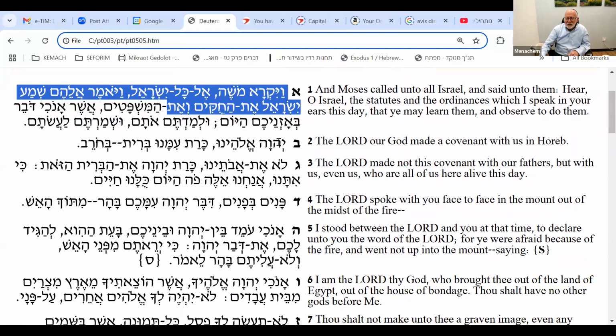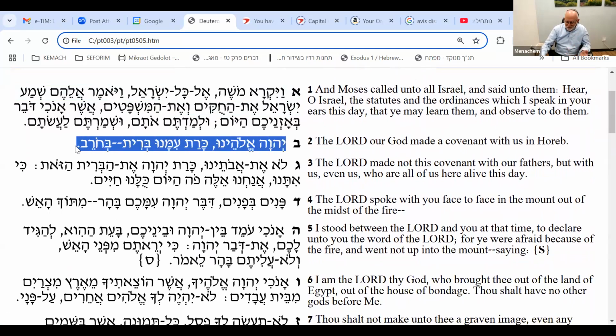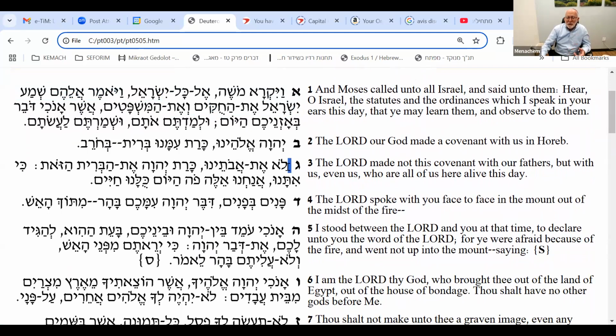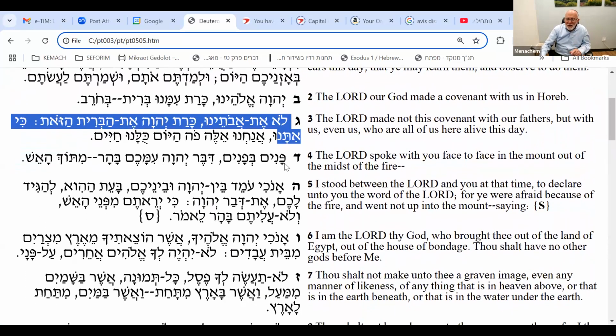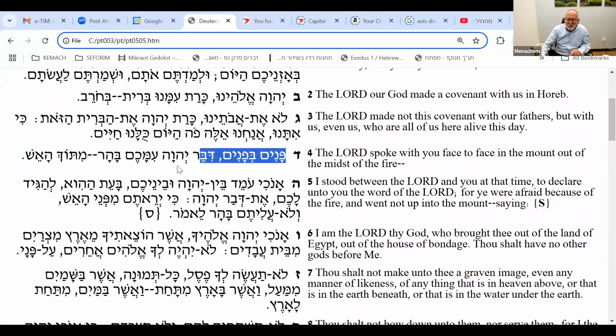Listen to these laws. Hashem Elokeinu karat imanu brit b'Chorev. That's our Sinai, isn't it? Ushmartem et briti. And it wasn't only with your parents, because 40 years later it was with you as well. And listen what he says here. Panim b'fanim diber Hashem imachem bahar mitoch ha'eish.